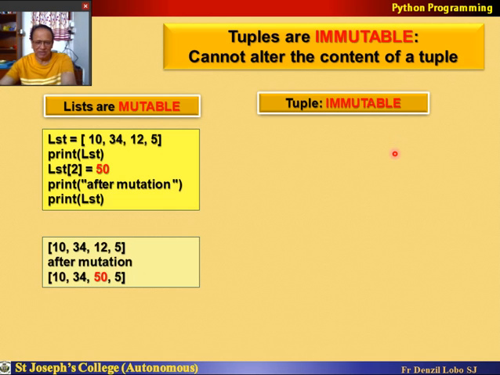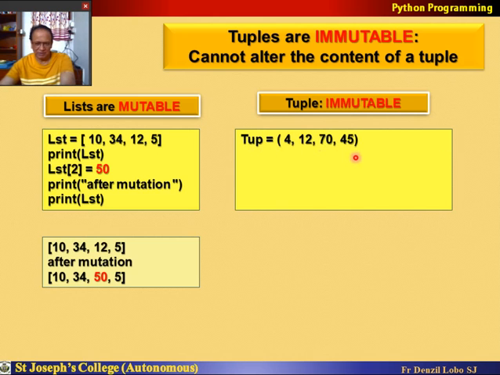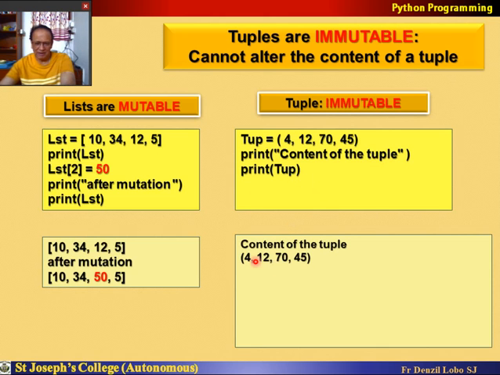Let us check whether tuples are immutable. What do I mean by that? For example, we have created a tuple here, and you say print tup, and immediately it prints the content of the tuple. Now I want to say tup[2] = 90, that means index 2. I want to replace 70 by 90. Let us see what happens.